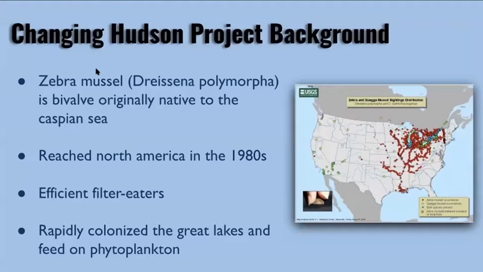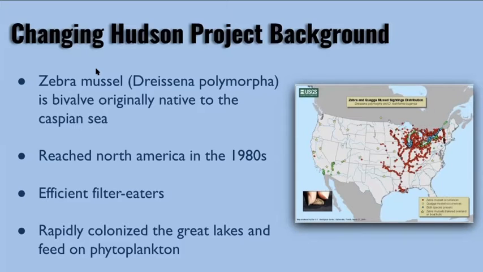Today, we'll be focusing on the Changing Hudson Project, which focuses on zebra mussel, or Dreissena polymorpha, which is a bivalve originally native to the Caspian Sea region. This species of mussel reached North America in the mid 1980s in the ballast water of a ship. They soon became established in the Great Lakes and the waters draining them. They will eventually colonize all the waters in North America except for those too warm or saline for their survival.